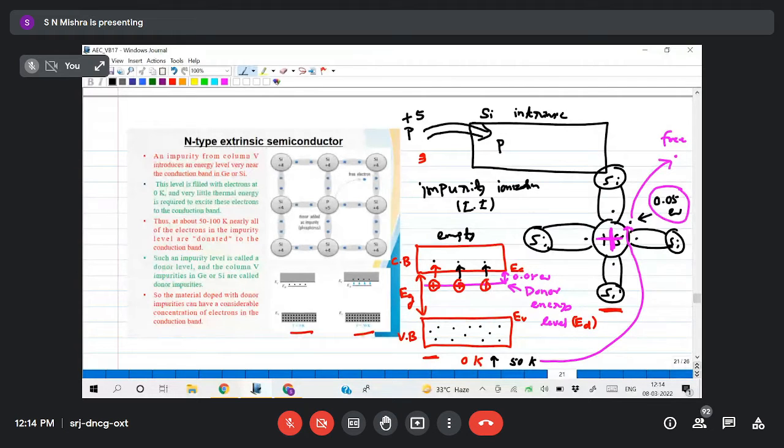Now if I increase the temperature, suppose I have added only 3 phosphorus atoms, so at 50 degrees it is ionized and I am getting an electron and a positive ion. Now still I will increase the temperature to let's say 100 Kelvin, then 300 Kelvin, like that. Then what will happen? I am still giving extra energy, so all the impurity whatever added will be ionized initially. Then the extra energy whatever I am providing by increasing temperature, what will it do?